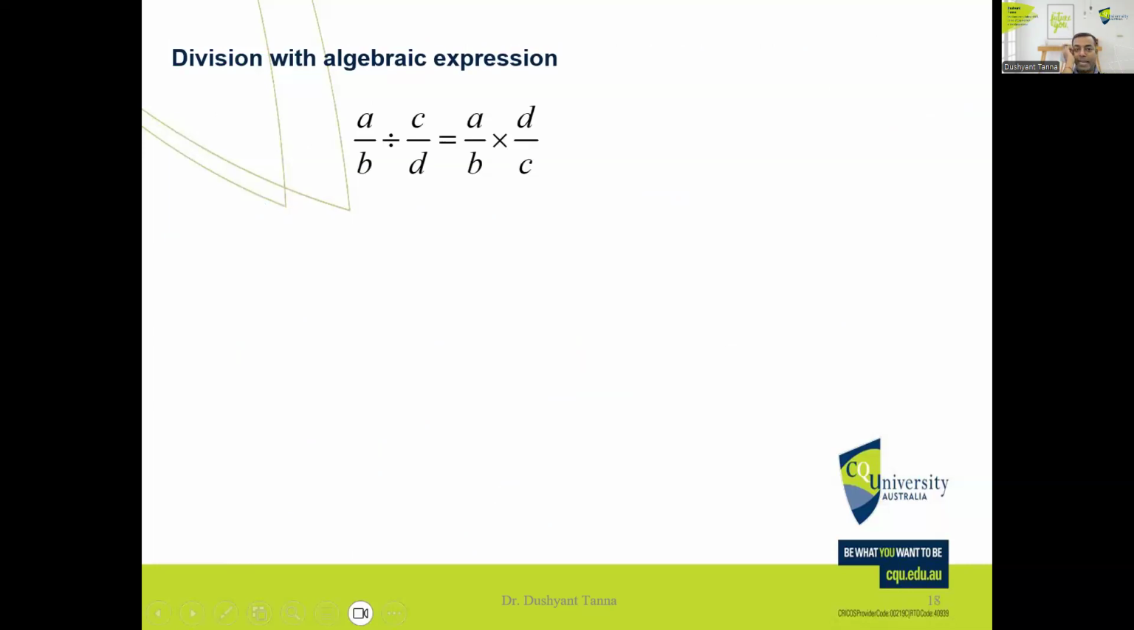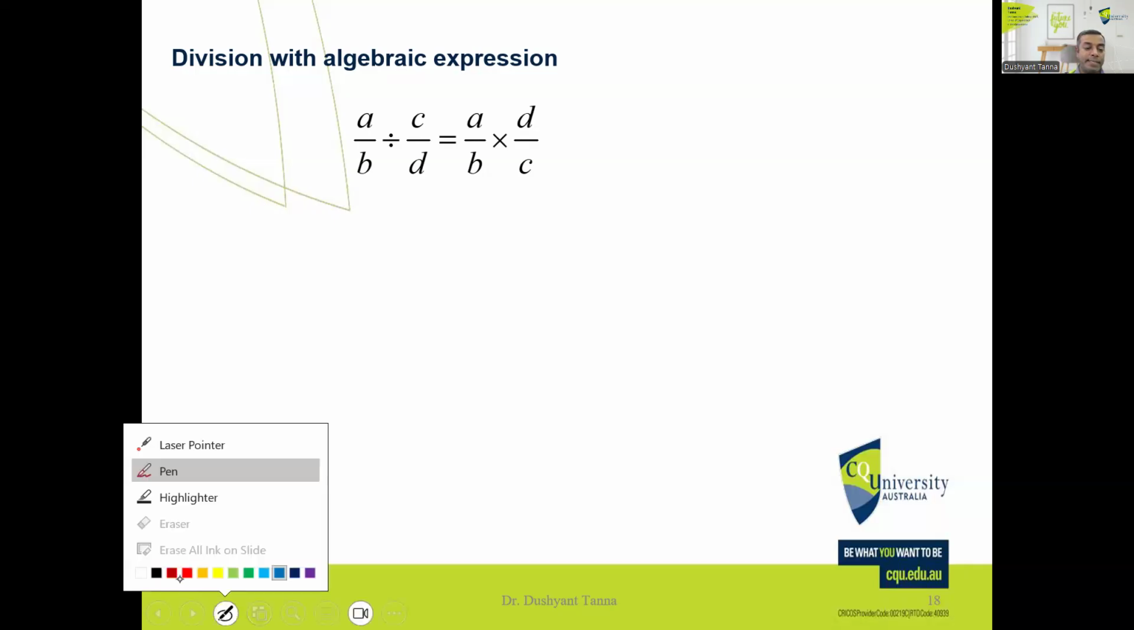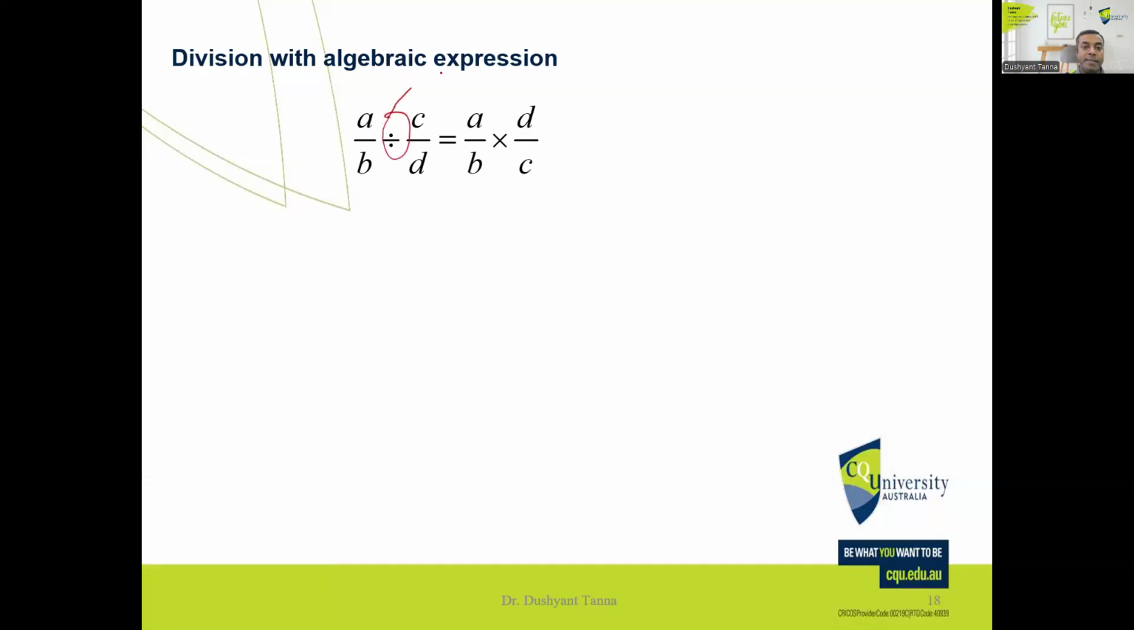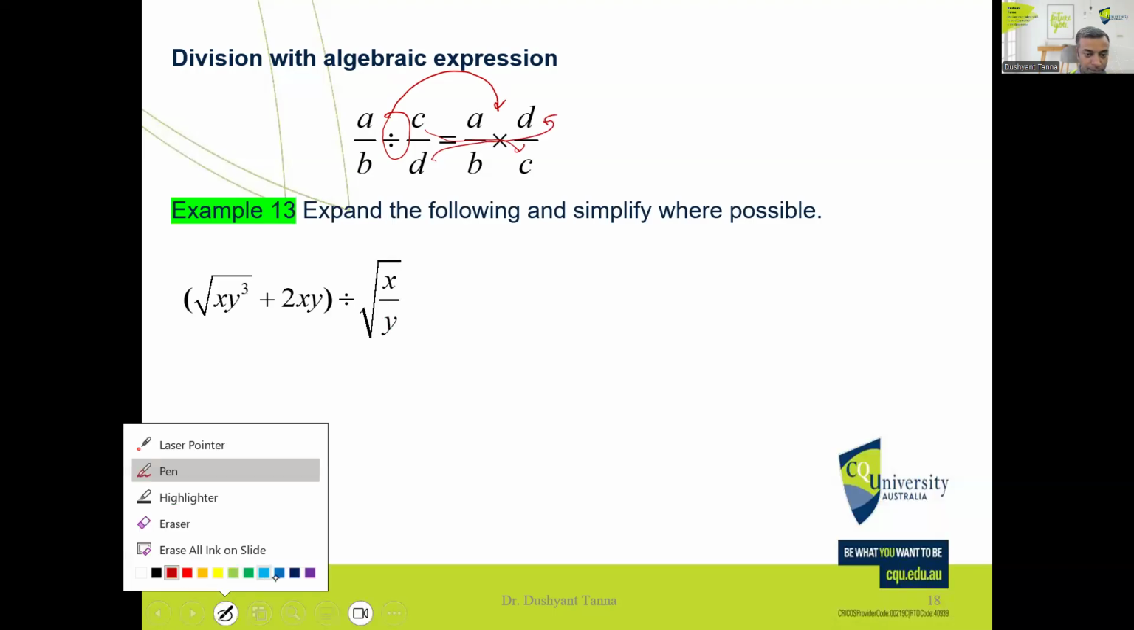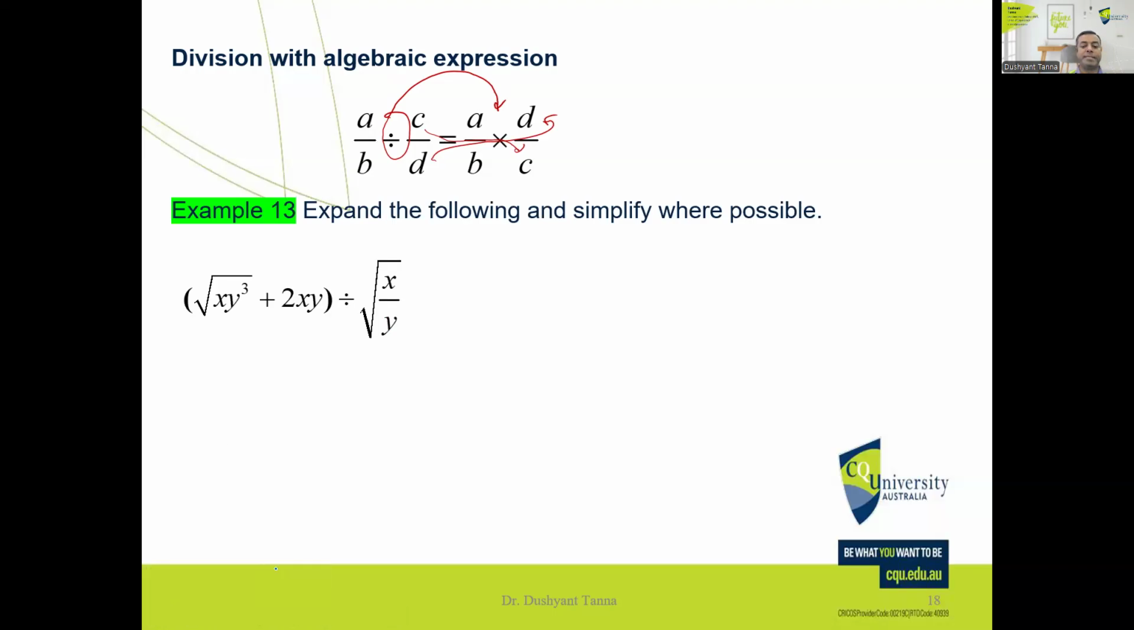So when you've got something like this, A over B divided by C over D, what you do is change this division into multiplication and flip it. C goes bottom, D goes up. Okay. Let's look at an example. Again, try this, please.